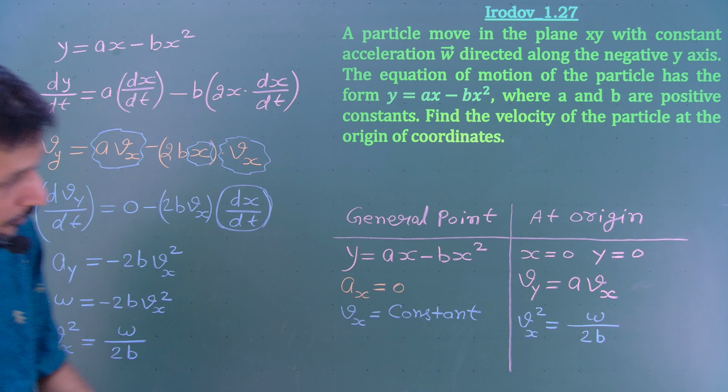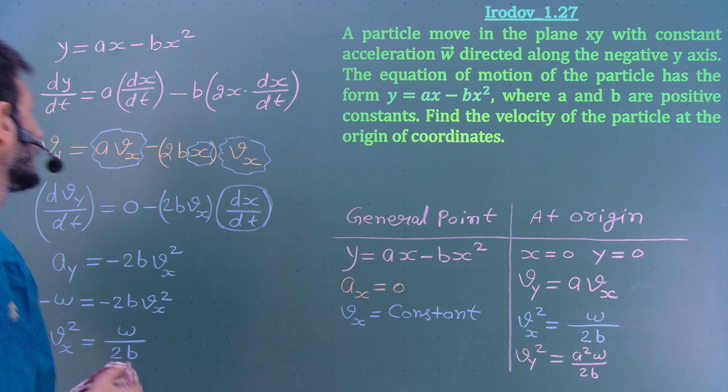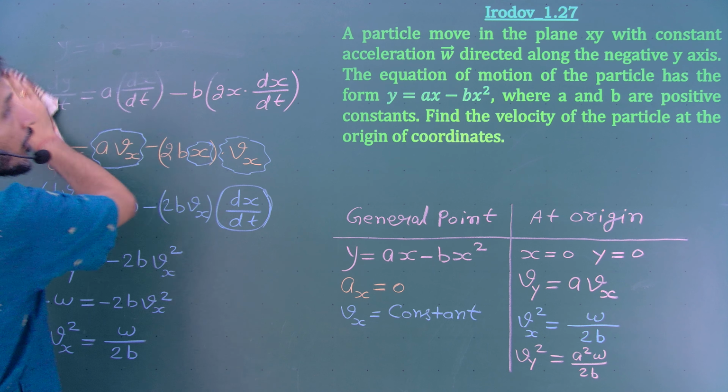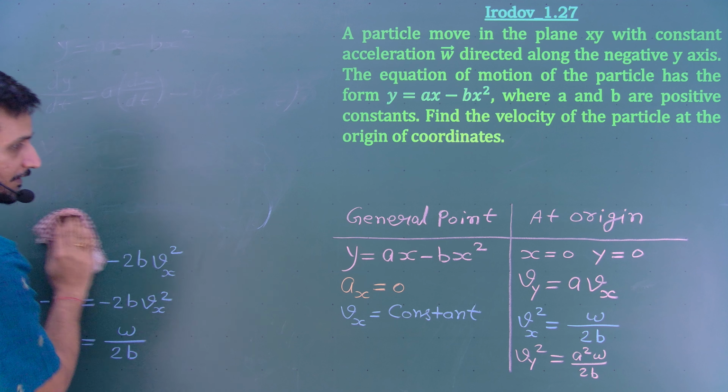Now let me use this equation. So what is the Vy square? So Vy square should be equal to a square into Vx square. So a square omega divided by 2b. Now I have to calculate the velocity of the particle at origin.